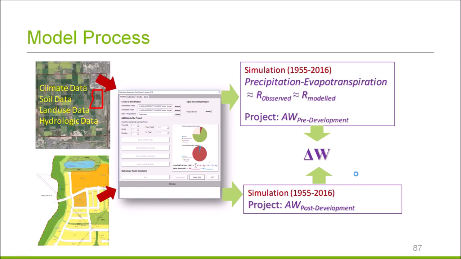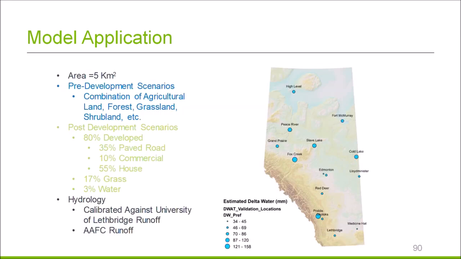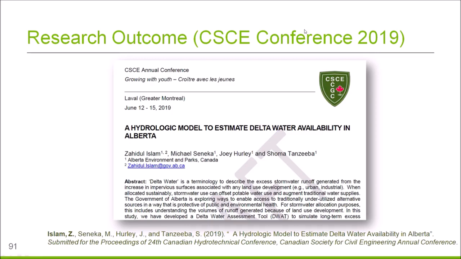So we applied the model for 3 different case studies where we have all the information, and the results were pretty good. And then we also tested the model for different portions of the province. This is the paper that I mentioned. It was published last year in a conference. So if you need these publications, let me know and I can share. But this paper will give you more information on how the model works, and what assumptions we have used.